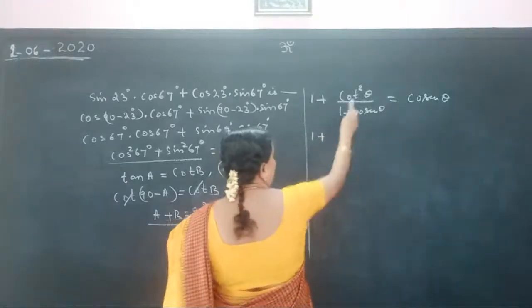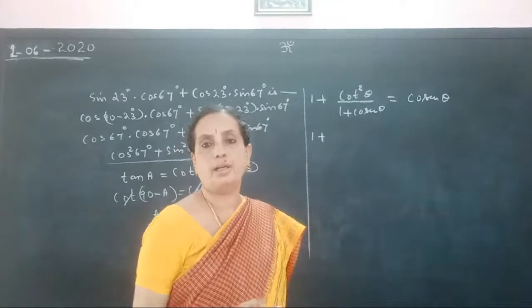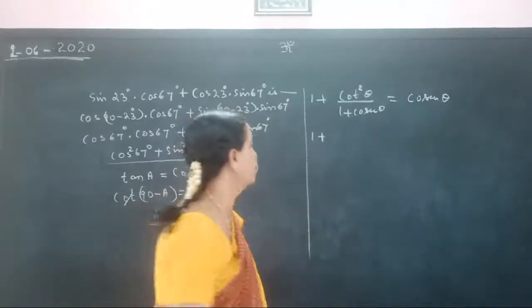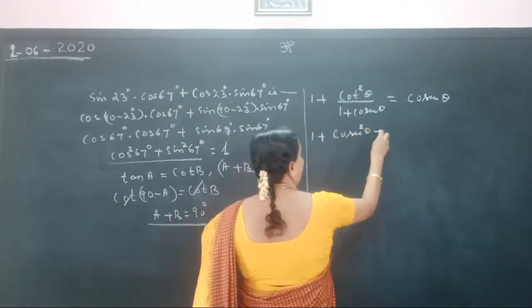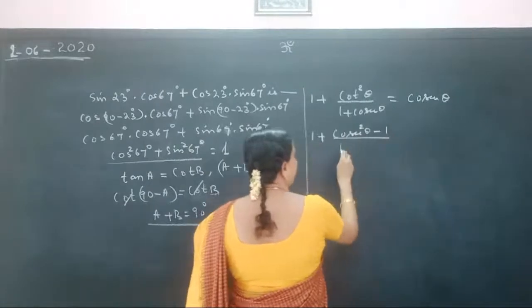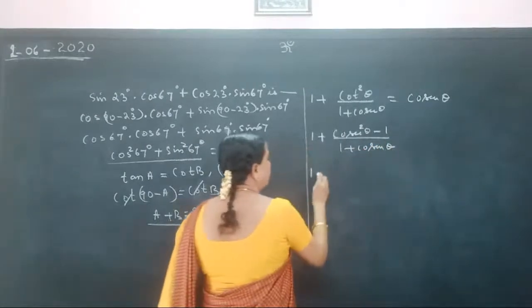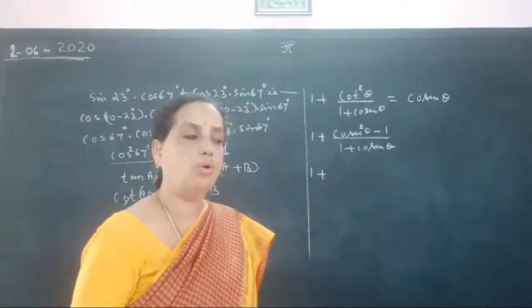1 plus cot square theta. 1 plus cot square theta is cosecant square theta. So cot square theta is cosecant square theta minus 1. So we write this as cosecant square theta minus 1 by 1 plus cosecant theta. Further, a square minus b square. 1 we can take as 1 whole square.